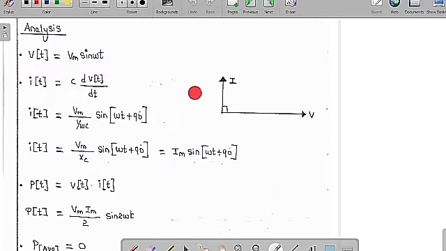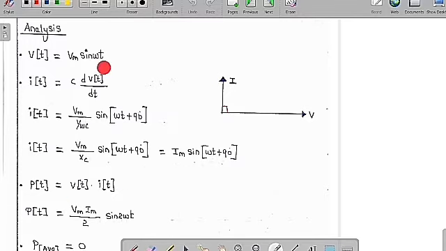So therefore you can see clearly there is a phase difference of 90 degrees between the supply voltage and the supply current. Now I want to know the expression of the power across the capacitor, which is v(t) into i(t), where v(t) is the voltage across the capacitor and i(t) is the current in the capacitor.